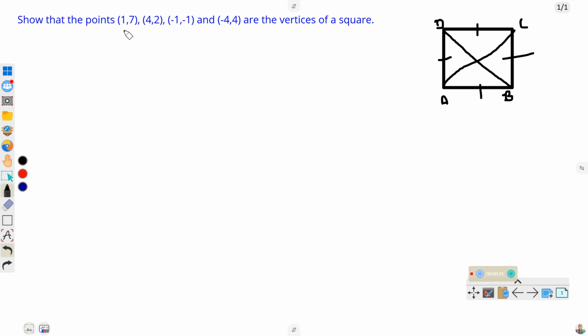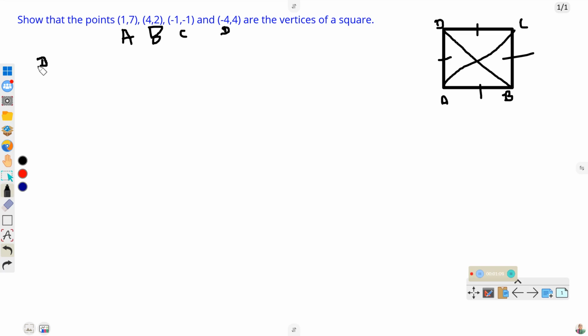So consider that the first point is A, the second point is B, the third point is C and the fourth one is D, right? First we have to find AB, BC, CD, AD. These are all the sides, and the diagonals are AC and BD. We have to find these six distances between the points.